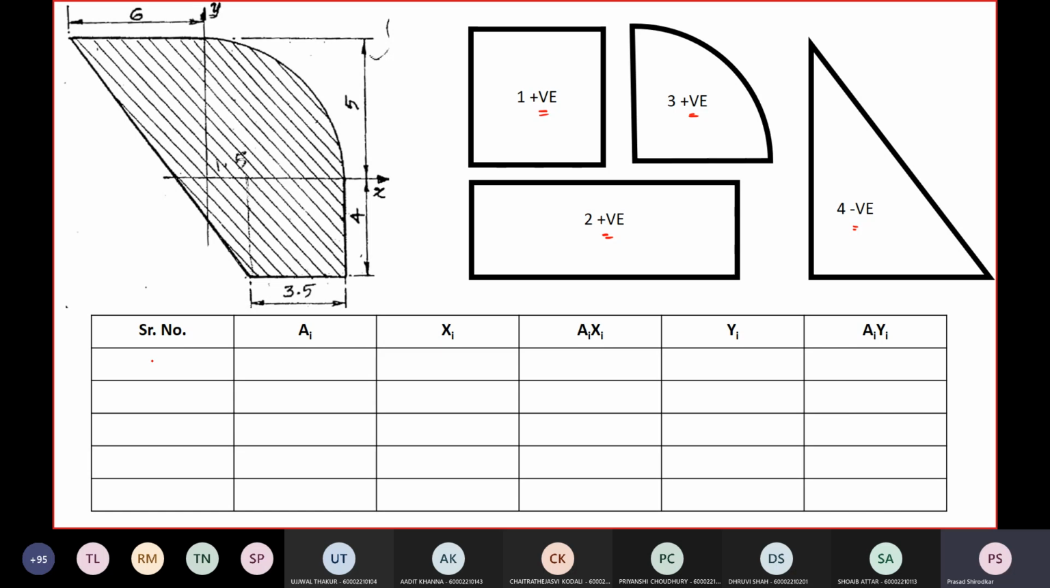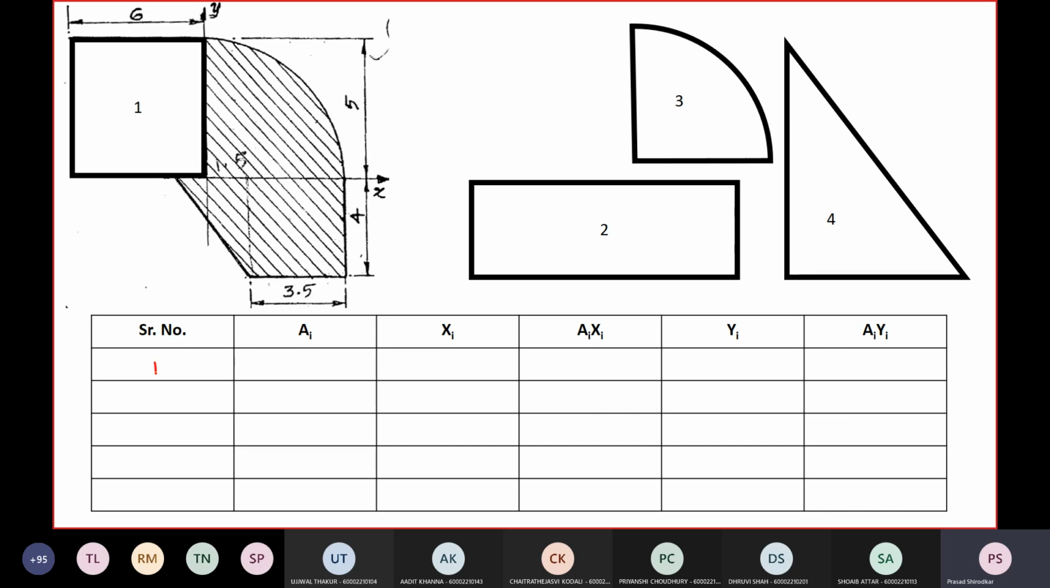So let's calculate this one by one and make this table. Let's start with this square first. So first is the square. Area is 6 by 5. Xi will be minus 3, because half of 6 is 6 by 2, that is minus 3, and yi will be positive, that is 5 by 2, which is equal to 2.5.